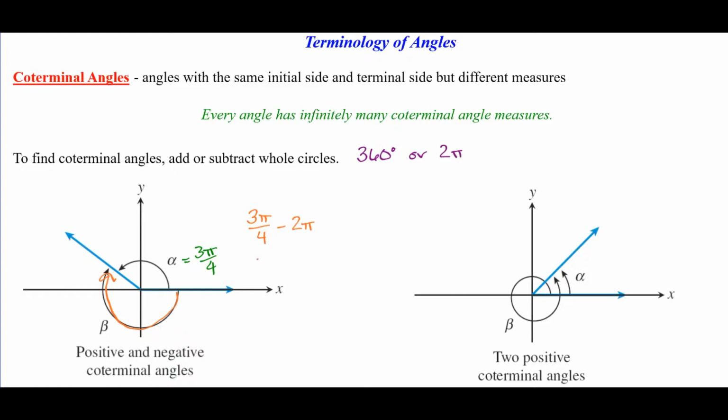So here we need to work with some common denominators. So 3 pi over 4 minus 2 pi, which is 8 pi over 4, because 8 over 4 gives me 2. So then 3 pi minus 8 pi gives me negative 5 pi over 4. So 3 pi over 4 and negative 5 pi over 4 are coterminal rotations. The positive rotation of 3 pi over 4 or this negative rotation of negative 5 pi over 4 are going to both get me to this terminal ray here, assuming that we're starting from that initial position.